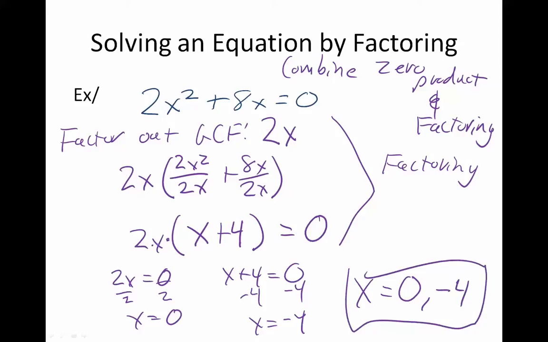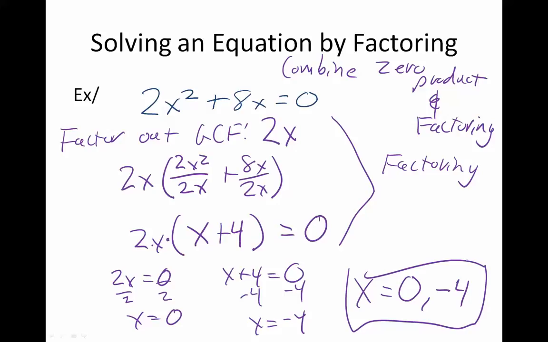If I plug in 0 here, 2 times 0 makes 0. 0 times 4 makes 0, so it's 0. Negative 4. 2 times negative 4 is negative 8. Negative 4 plus 4 is 0. Negative 8 times 0 is 0. So these are the two numbers that work.